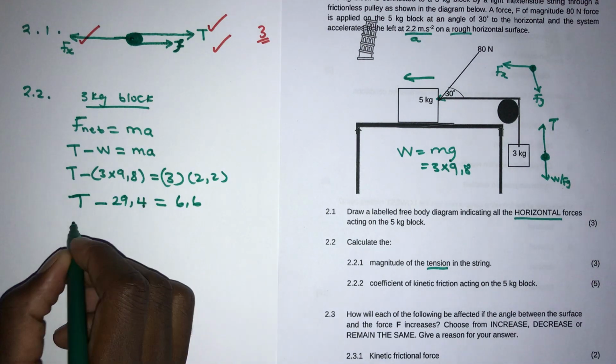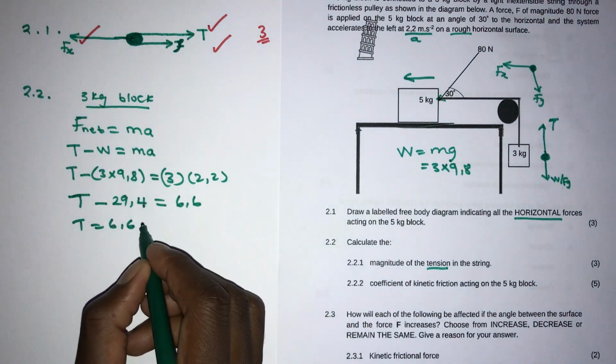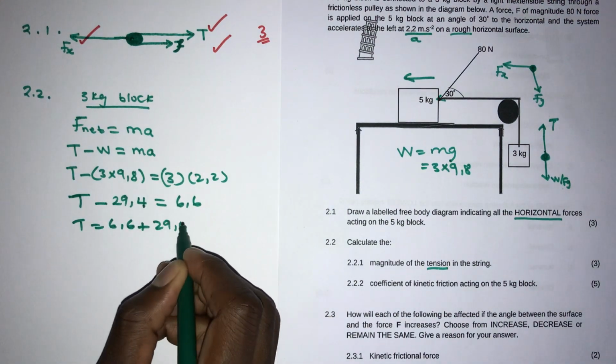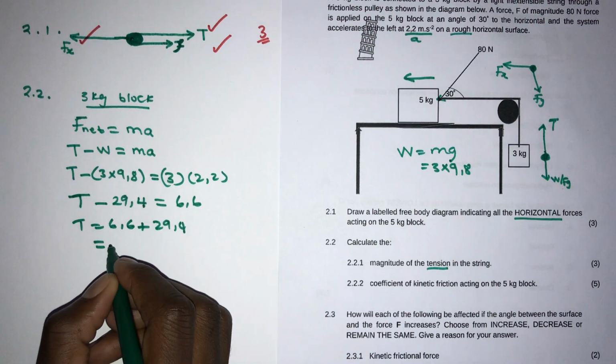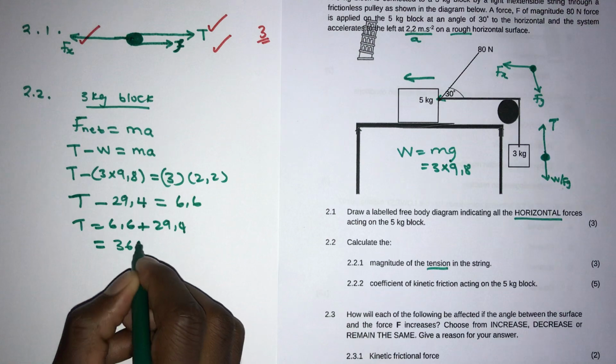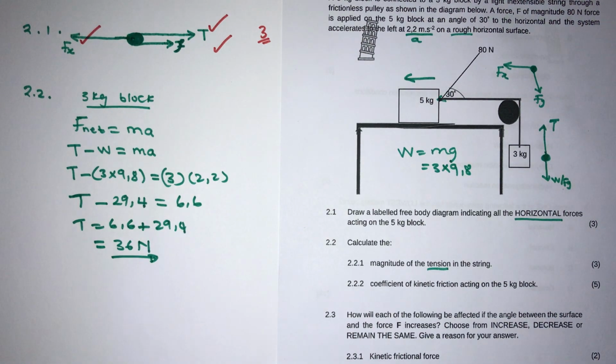So T is equal to 6.6. This one to the other side is going to be plus 29.4. So when we add this up, it's going to give us 36 Newton. So this is the tension on the string.